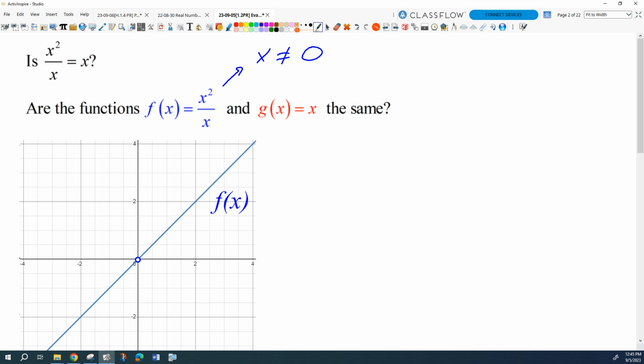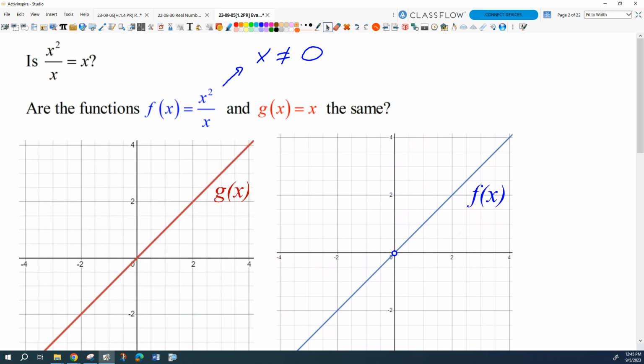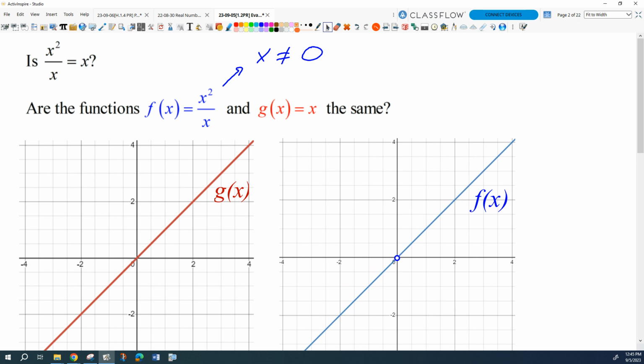The function g of x equals x, you will see, is slightly different. What's the difference? Yeah, it fills in that hole, right? Because the domain of g of x is unrestricted, okay? So then how can we use this to our advantage?